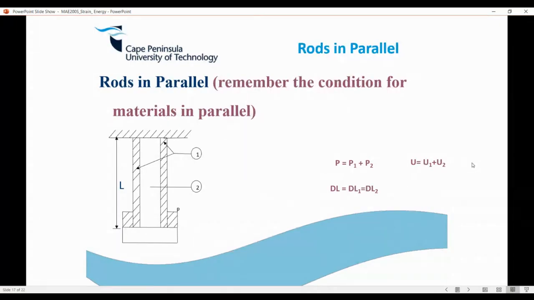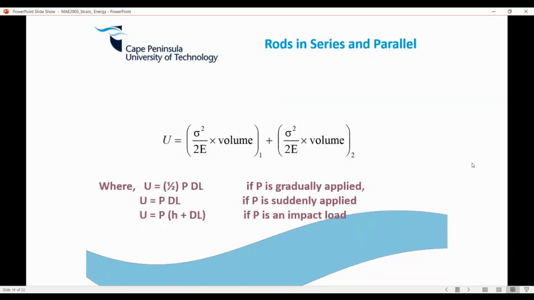I don't think there's anything more to explain. These relationships are fairly self-explanatory here. However, one must always be cognizant of whether loads are being gradually applied, suddenly applied, or it's an impact load. We must always be aware of that, because that will change the equation. Again, your strain energy is equal to sigma squared divided by 2E times the volume, for the first member or the second member. There's nothing really more than this. So like I said, it's a very small chapter.